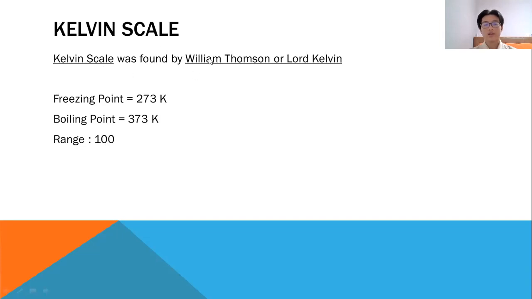Next, the Kelvin scale, the international measurement. The Kelvin scale was founded by William Thomson, also known as Lord Kelvin. The freezing point for the Kelvin scale is 273. Meanwhile, the boiling point is 373. The range is the boiling point minus the freezing point, 373 minus 273. We get 100.